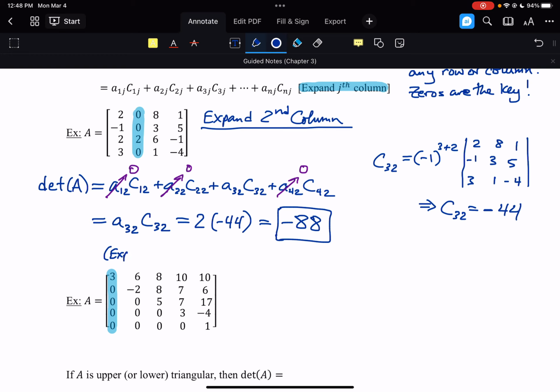So I'll expand the first column. Again, you didn't have to choose the first column specifically. All right, so the determinant of A, that's going to be A11, C11, and then every other term in that expansion is going to become 0. So it's really just this.